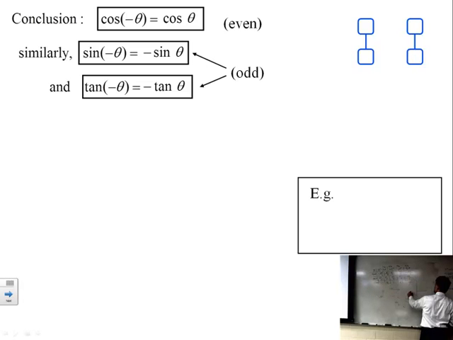Okay. So an even function might look like this, and an odd function might look like this. Rotate that 180 degrees, looks the same. Flip that in the y-axis, looks the same, so it's even.